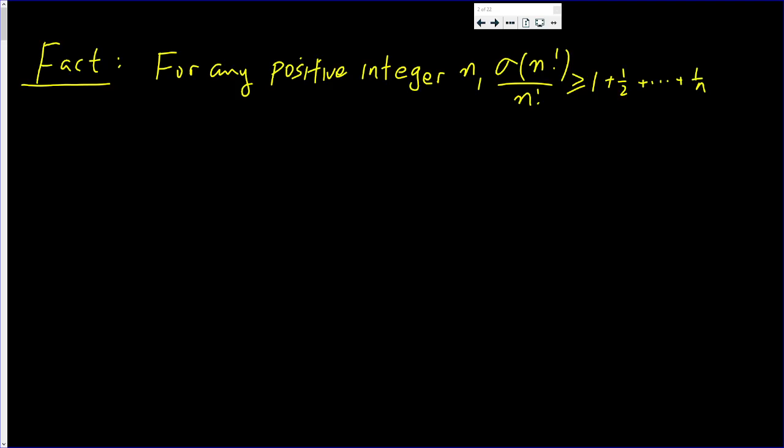This video is going to prove the following fact. For any given integer n, sigma of n factorial divided by n factorial will always be at least as large as the sum of the reciprocals of the first n numbers. After all, 1 is the same as 1 over 1. And these are the first n numbers, and I'm summing up their reciprocals.